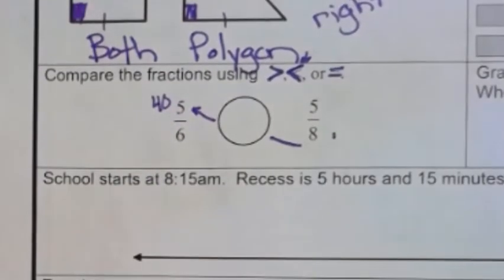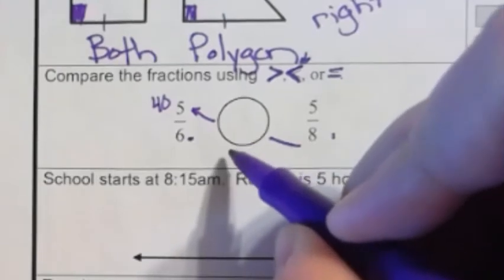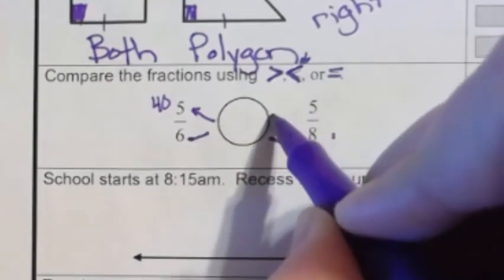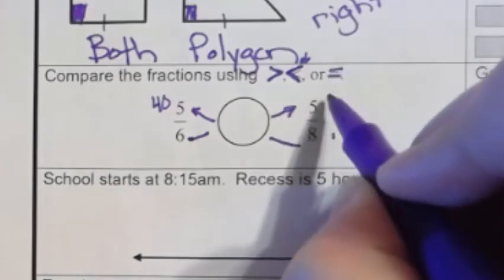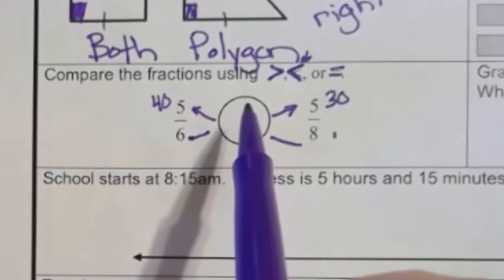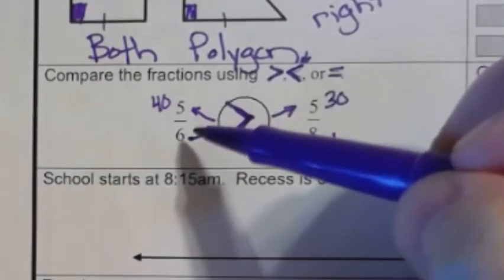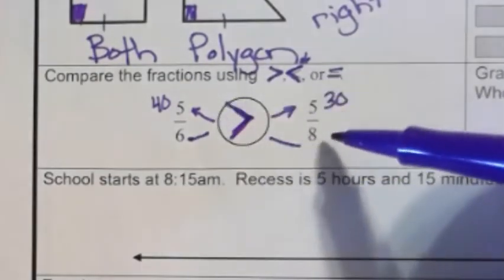Then we take the other denominator, the 6 downstairs, go across to the other numerator, and multiply: 6 times 5 is 30. And 40 is greater than 30. So 5/6 must be greater than 5/8.